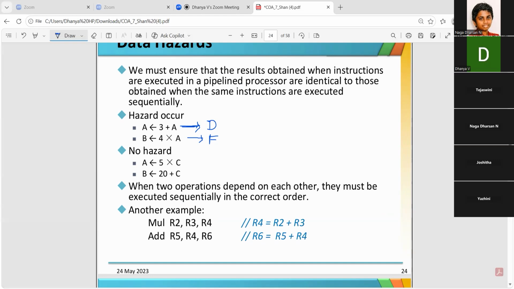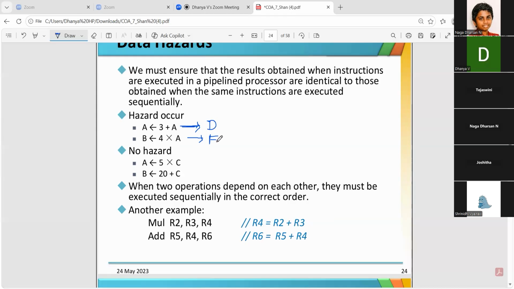In this case, if you see, there is no inconsistency as such. The second statement is not dependent on the first statement. Over here, the second statement was dependent on the first statement. So you need this first decoding stage to complete, and then only you need the fetch to be done. But in our pipelining, both of these happen at the same time.